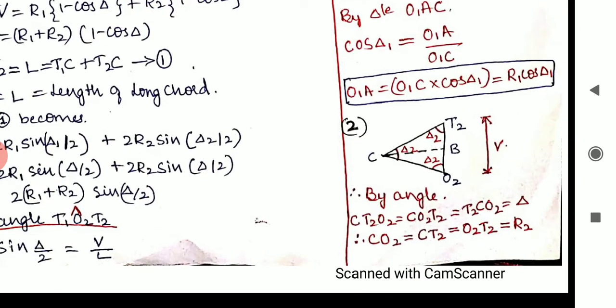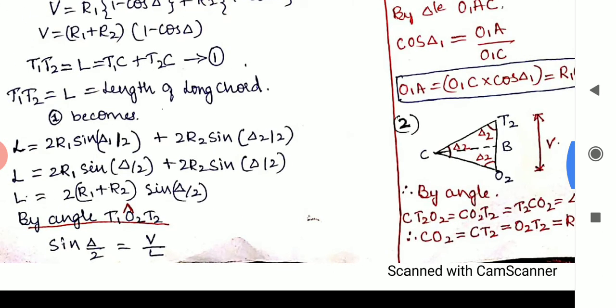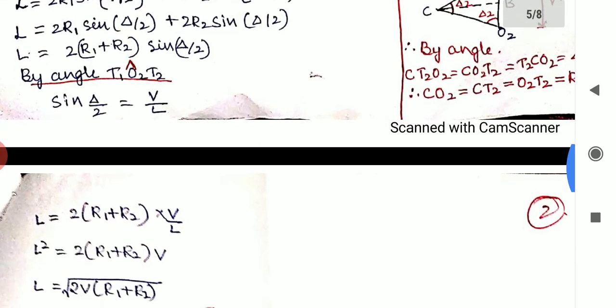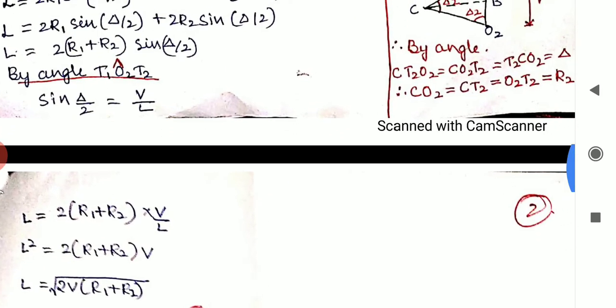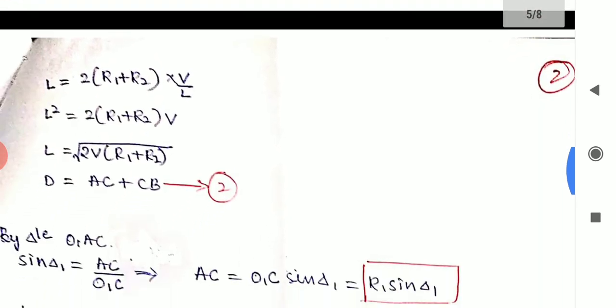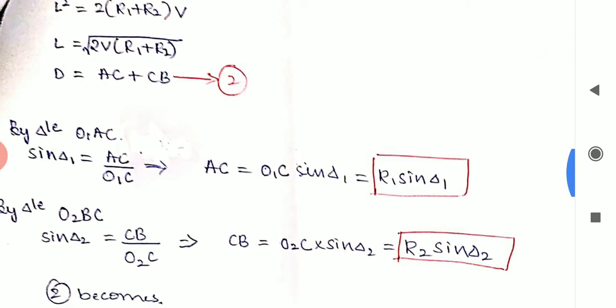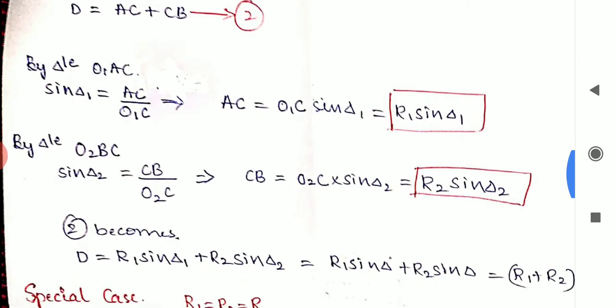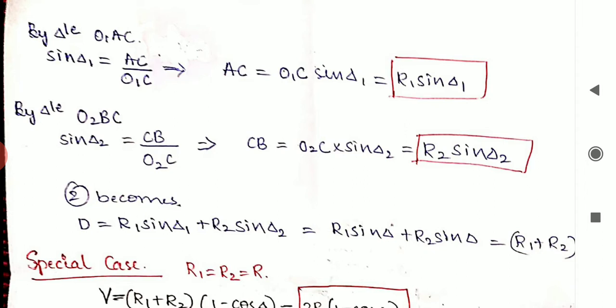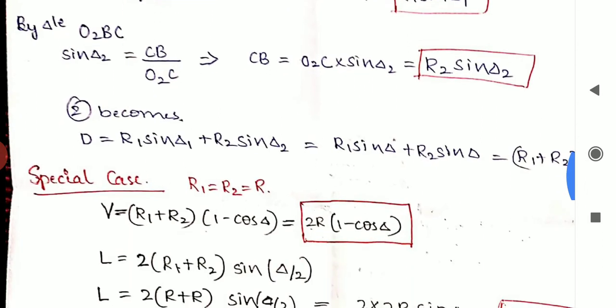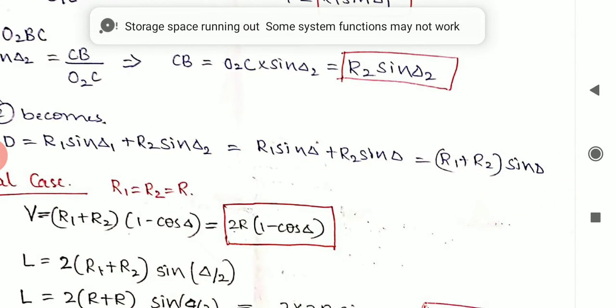Okay, please refer the right side reason also. So for the two curves, 2R1 sin delta 1 by 2 and 2R2 sin delta 2 by 2. After simplification we will get L equal to 2 of (R1 plus R2) sin delta by 2. Please refer the derivations. By angle of O1AC we will get AC and CB. So D equal to R1 sin delta 1 plus R2 sin delta 2. Delta 1 equal to delta 2 is the delta, so D equal to (R1 plus R2) sin delta.